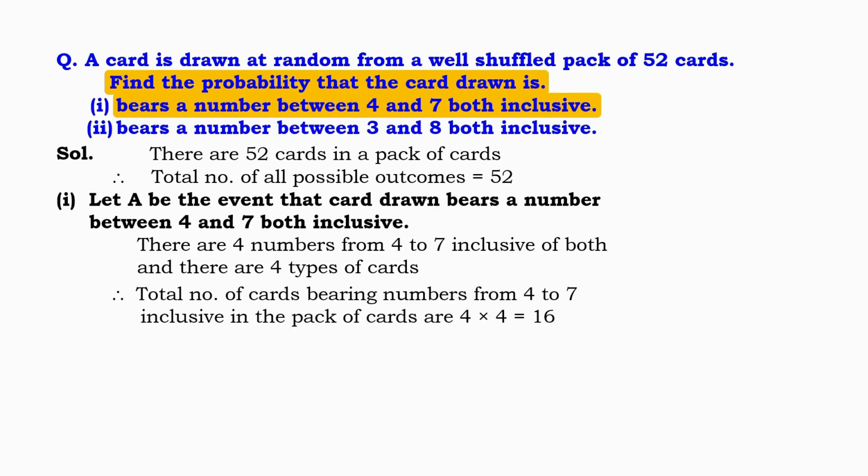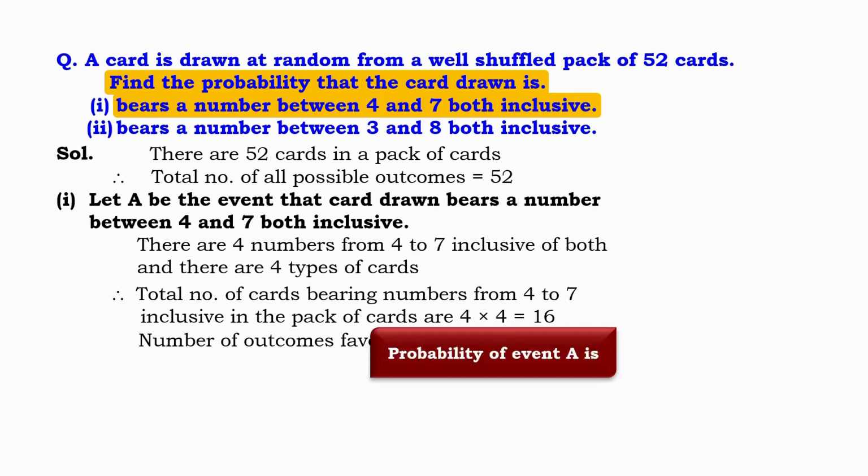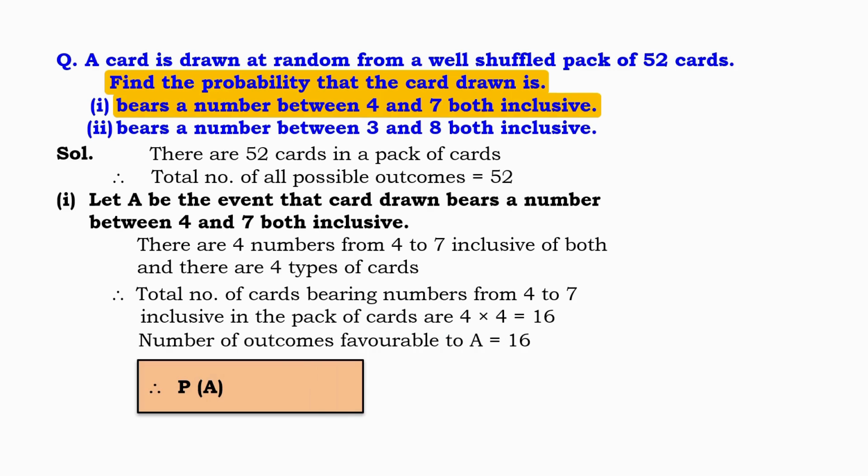So the total number of cards bearing numbers from 4 to 7 inclusive in the pack of cards is 4 into 4. In each type there are 4 cards from 4 to 7, and there are 4 types, so 4 into 4 is 16 cards. So the number of outcomes favorable to A is equal to 16. So the probability of event A is the number of favorable outcomes divided by the total number of outcomes, that is 16 by 52. Now if we simplify we will get 4 by 13.